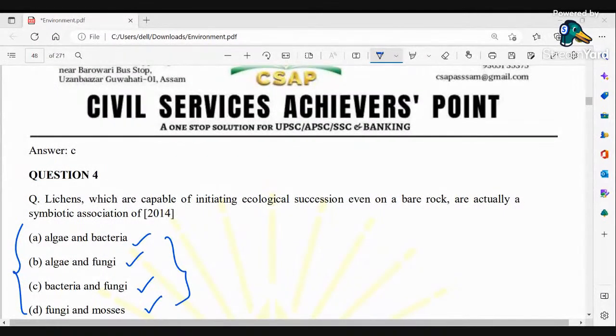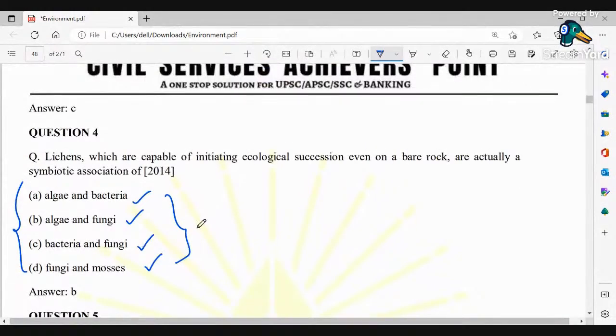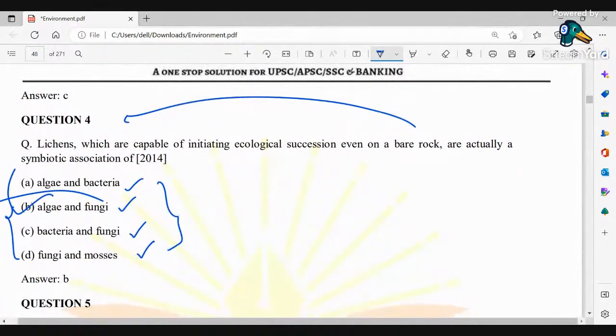So here, anyone with the correct options over here? So you could see the correct option being algae and fungi. Okay, so they are actually in a symbiotic association, which is directly going ahead with the lichens. So here the correct option being B.